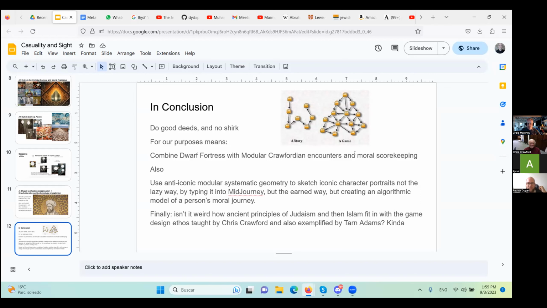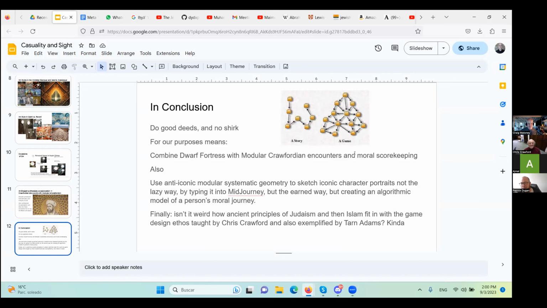And possibly use anti-iconic modular systematic geometry to sketch iconic character portraits. Not the lazy way, just typing it into Midjourney, because we're just going to make interactive novels doing that. But the earned way, by letting people replay it and figure out what are the contours of this character's soul that constrain their choices. And that really tells you about somebody.